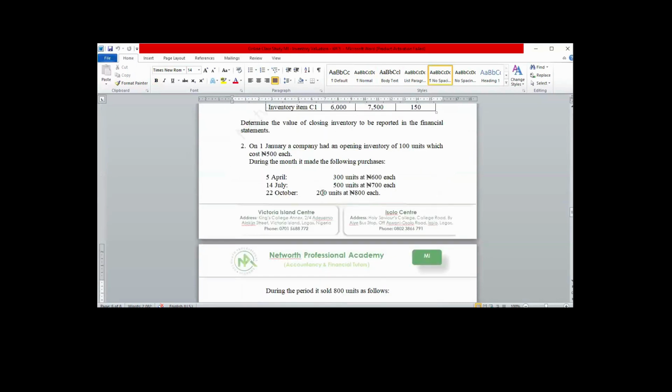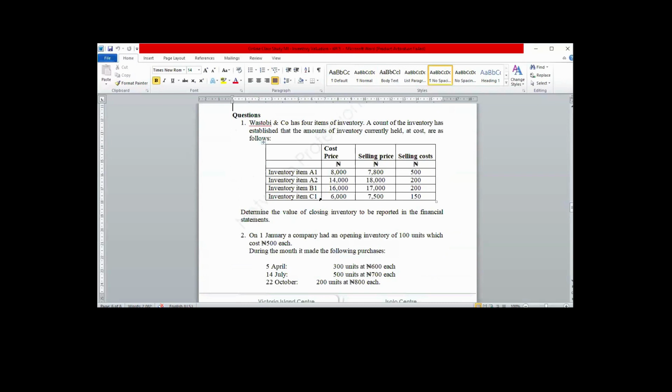Okay, question number 1. Can we see the question number 1? Wastobi and Co. As for items of inventory, a count of inventory has established that the amount of inventory currently held at cost are as follows. We have the cost price, we have the selling price, and we have selling cost.